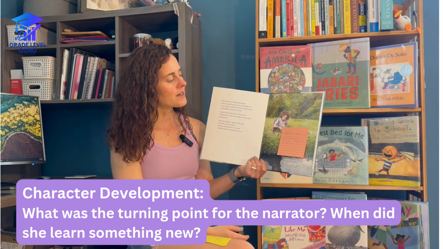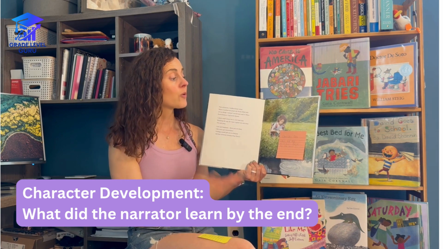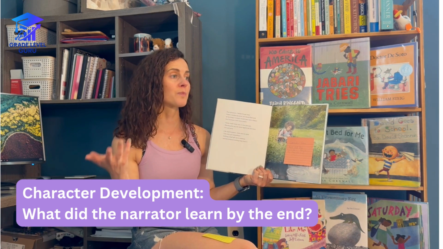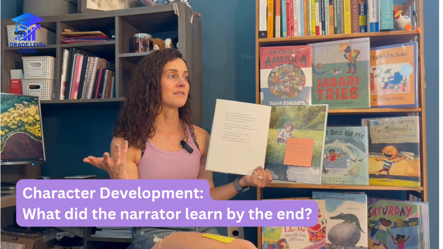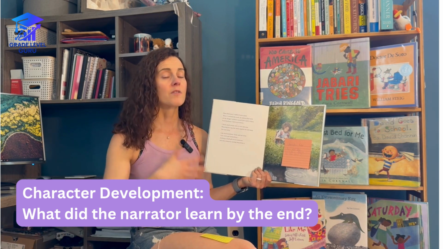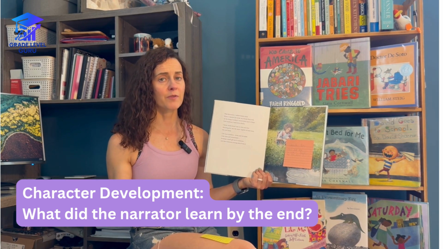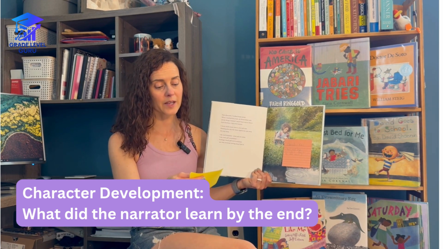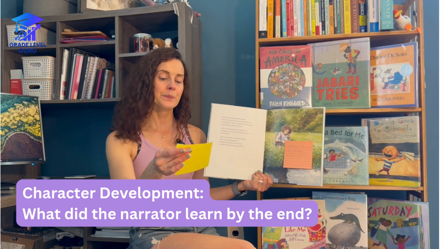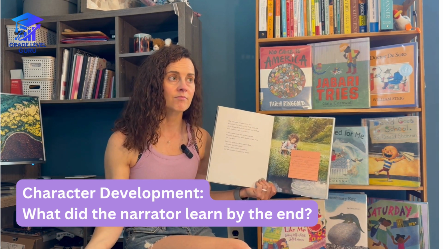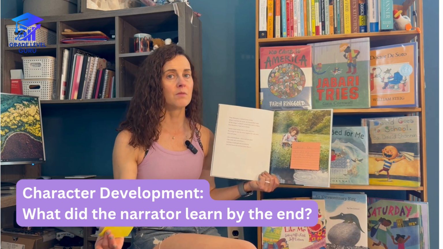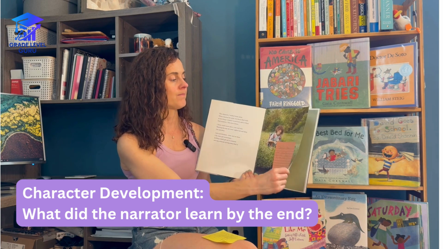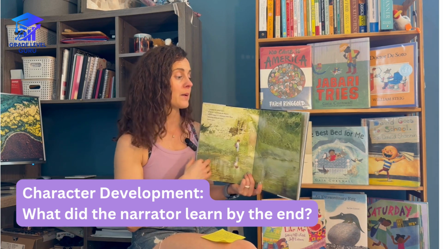Character development. What did the narrator learn by the end? We've kind of just talked about this. The narrator realizes the role she played in bullying Maya, all of the missed opportunities she had to actually befriend Maya. She missed all those opportunities. She feels bad about it. She had a choice, and she chose not to multiple times. So she feels bad about it.